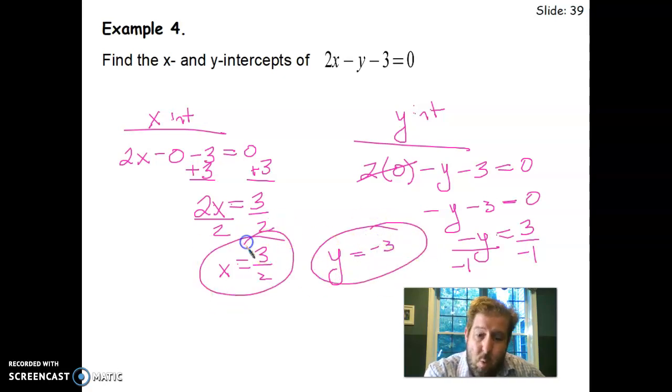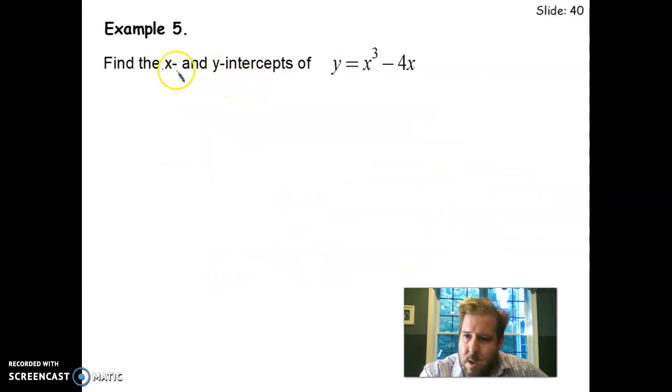That is your y-intercept. So once again, a y-intercept is just simply where the function crosses the y-axis, where it hits the y-axis. Now, not all functions are going to have an x and a y-intercept. It just kind of depends on what type of function you are talking about. Find the x and y-intercepts of this cubic function.